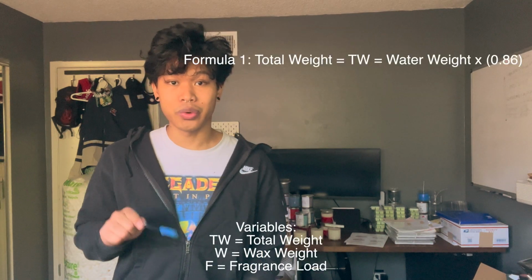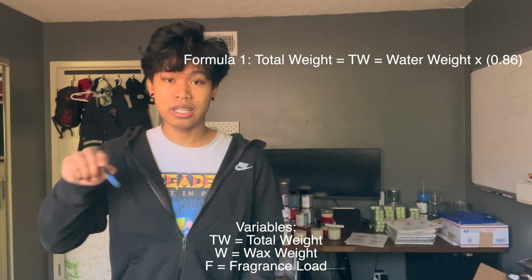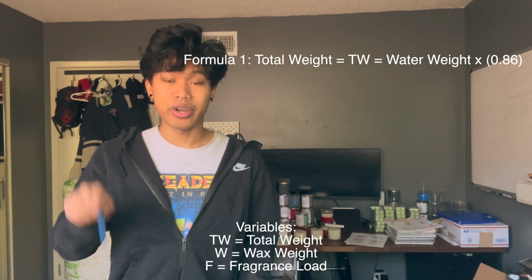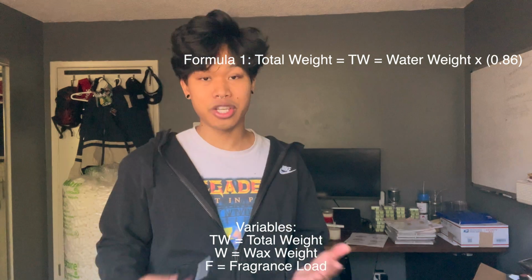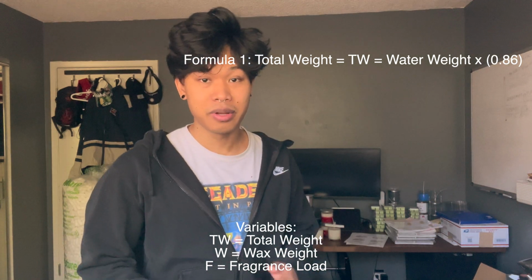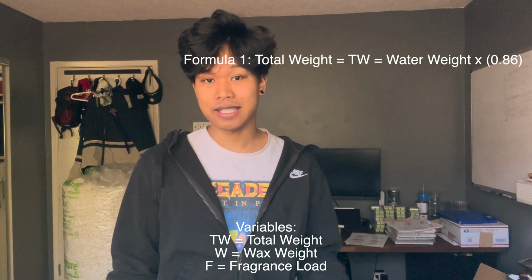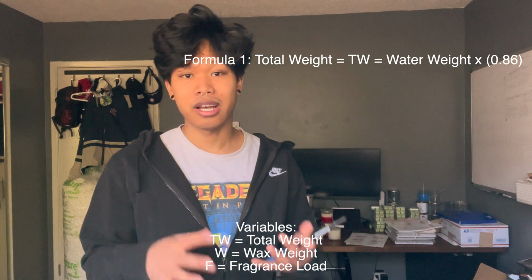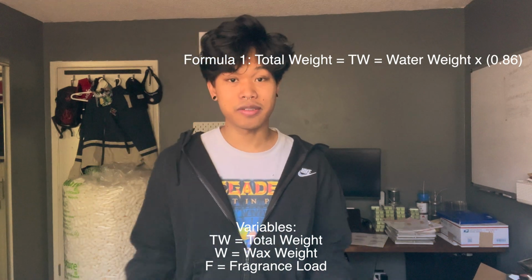So the first formula is our total weight, and your total weight is just your wax weight and your fragrance weight combined. The formula for total weight is TW equals water weight times 0.86, or 86%. And you might be wondering where I got the water weight from, or 0.86, but don't stress out. I'll go into more detail after I finish introducing all the formulas. That was the first formula.